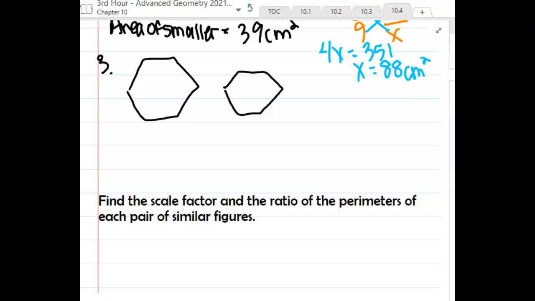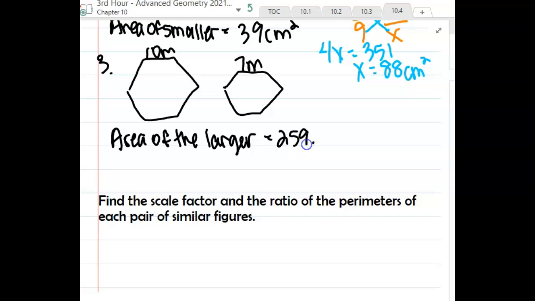Okay, the top of the larger one is going to be 10 meters. The top of the smaller one is going to be 7 meters. And this time we are going to have the area of the larger. And the area of the larger hexagon is going to be 259.8 meters squared.